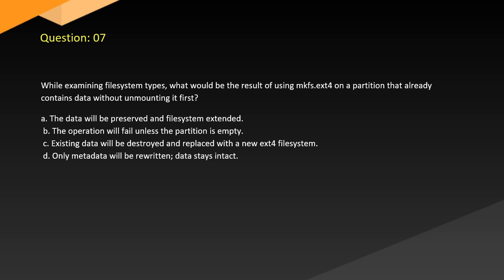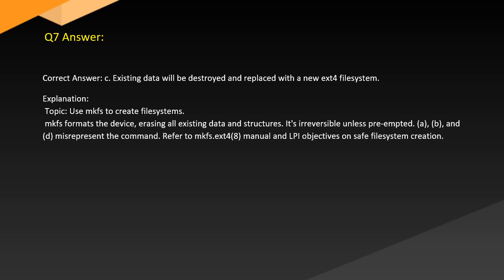A. The data will be preserved in file system ext4. B. The operation will fail unless the partition is empty. C. Existing data will be destroyed and replaced with a new ext4 file system. D. Only metadata will be written if data stays intact. Answer. Correct answer: C. Existing data will be destroyed and replaced with a new ext4 file system.